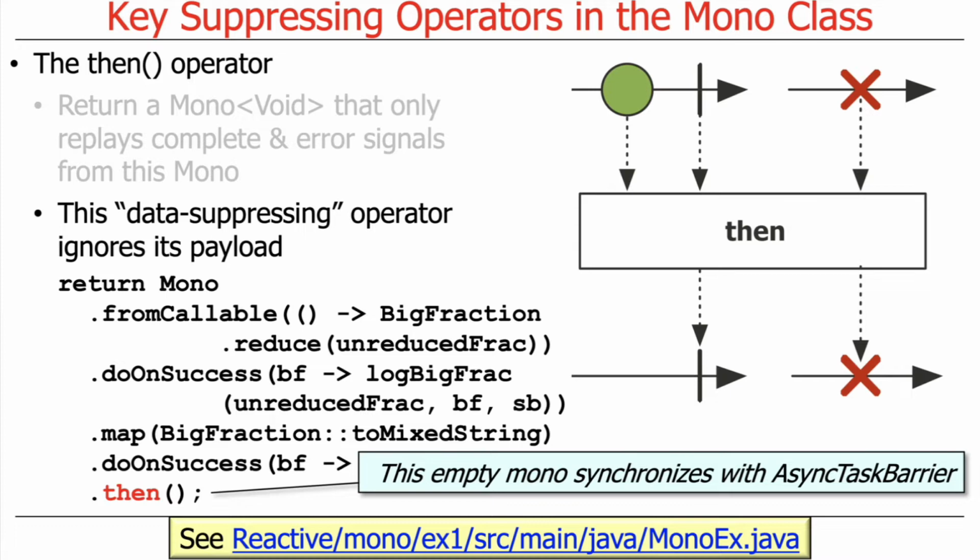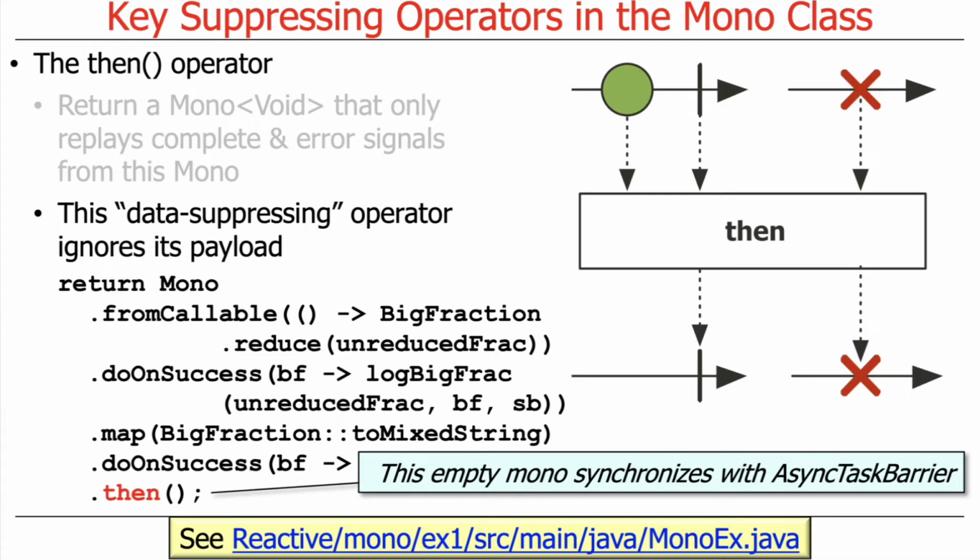In this particular example, we're going to use Mono.fromCallable to get a reduced BigFraction from some unreduced fraction. We're then going to use the doOnSuccess action operator to log the reduced BigFraction. We're then going to apply the map transforming operator to transform the reduced BigFraction that's improper into a mixed string. We're then going to use doOnSuccess again to log the mixed string. I kind of don't show that, but we'll look at that when we look at the code.